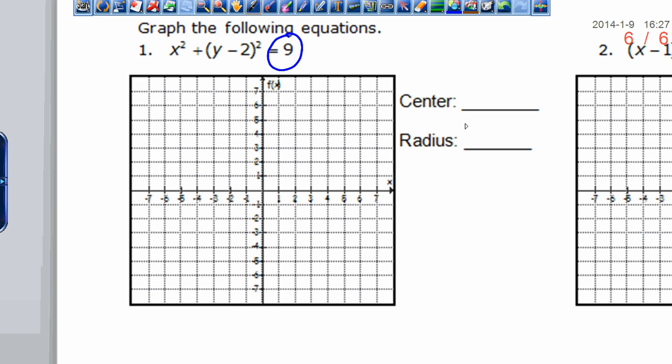The square root of 9 is 3, so that means my radius is 3. And the other thing is I want to identify where my center is. So my center is going to be at 0, comma, and then +2. So 0, +2 right here. My radius is 3, so I go up 3, down 3, right 3, and left 3. And I draw myself a very awesome circle. Almost perfect. And that's it. That's as much as we're doing today.